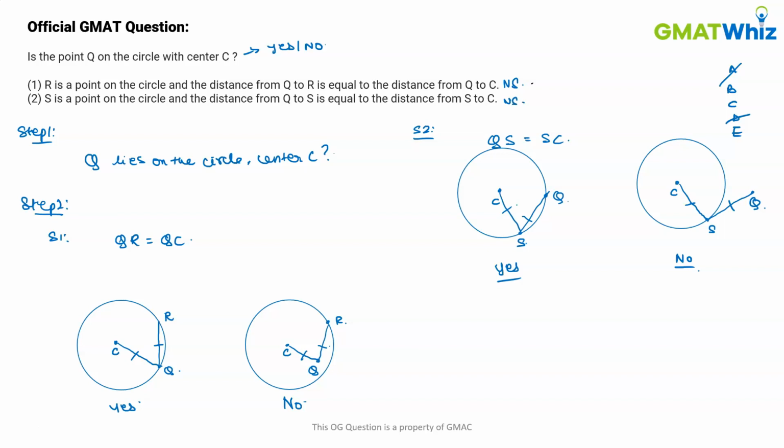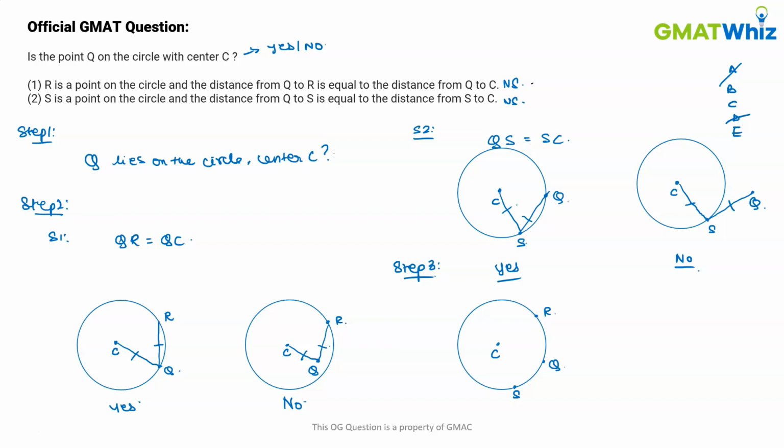And we move on to the last step, which is step 3, where we combine the two statements and check if they are sufficient together or not. Since in statement 1 and statement 2 we used visualization to infer whether the point Q lies on the circle or not, let's do the same when we combine. Let's say we have a circle with center C, S lies on the circle, R lies on the circle, and just like in the other two statements individually, let's take the point Q on the circle for this scenario.